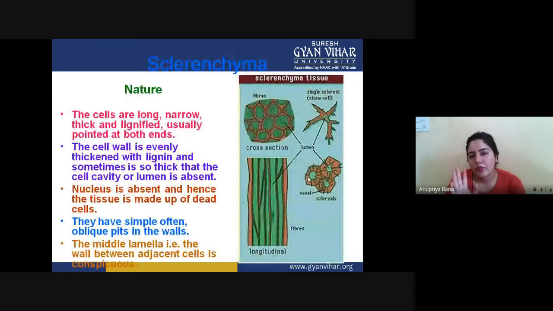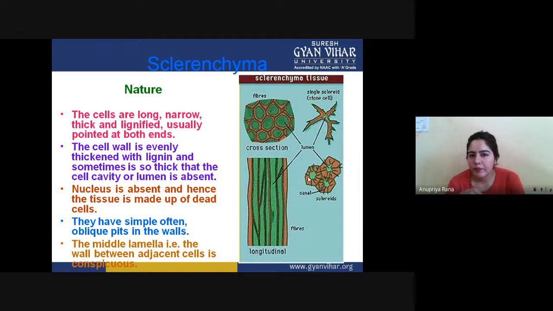The last cell of the simple tissue system is the sclerenchyma cells. If we talk about their nature, they are long cells in comparison to the parenchyma and collenchyma. They are not very oval in shape. They are long, narrow, thick, lignified, and usually pointed at both ends. These are the basic characters.